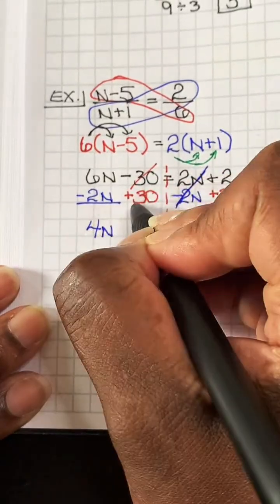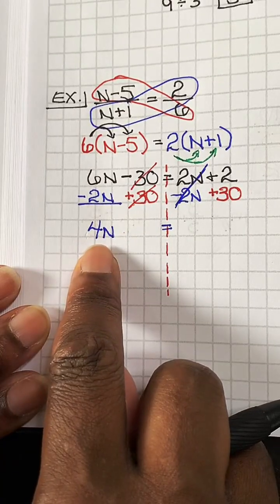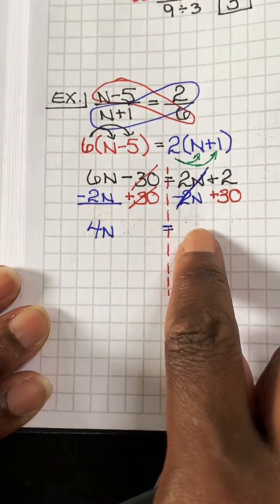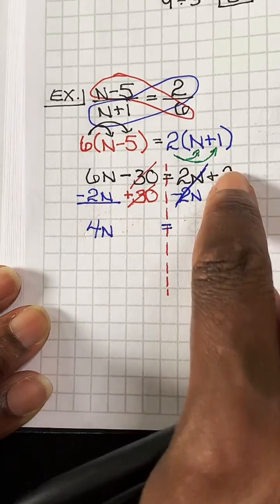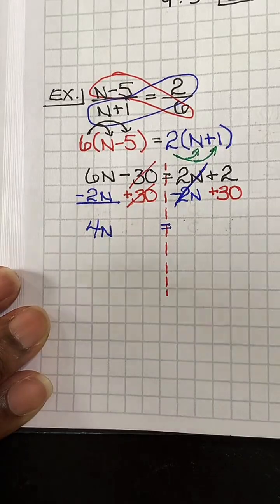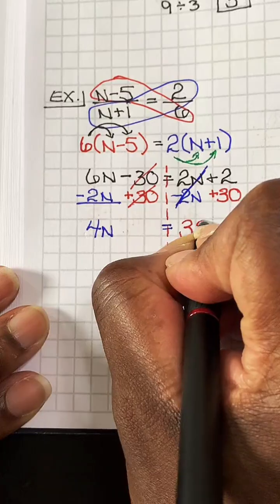Because negative 30 plus 30 gives me a 0. I don't need the 0 because I have the 4n. We already canceled out these n's. That's how we got the 4n. So now we have 30 plus 2. So 30 plus 2, last time I checked, was 32.